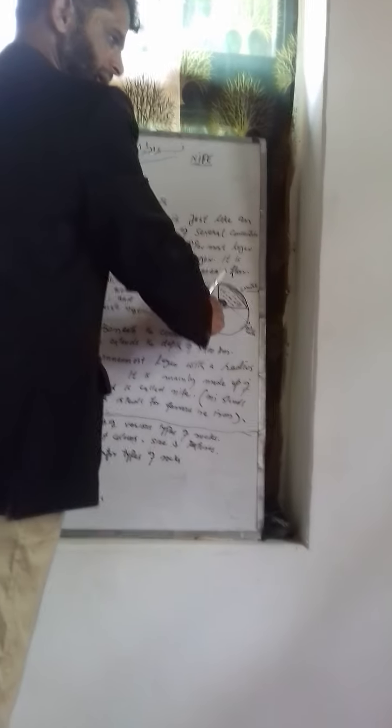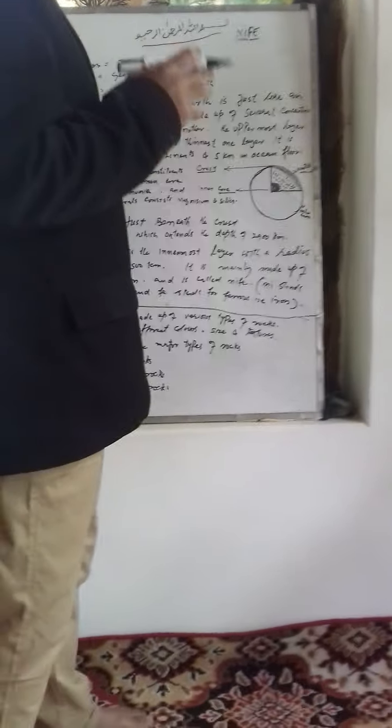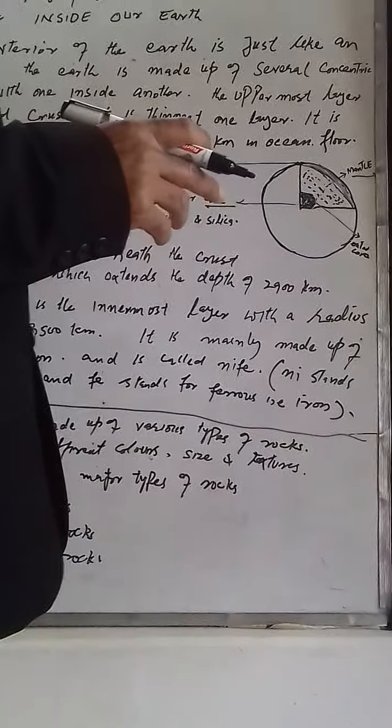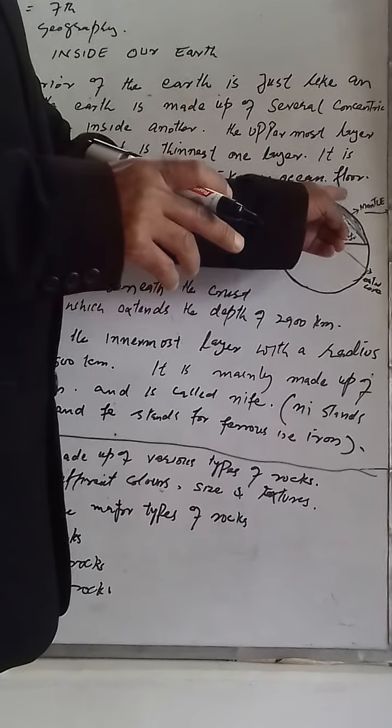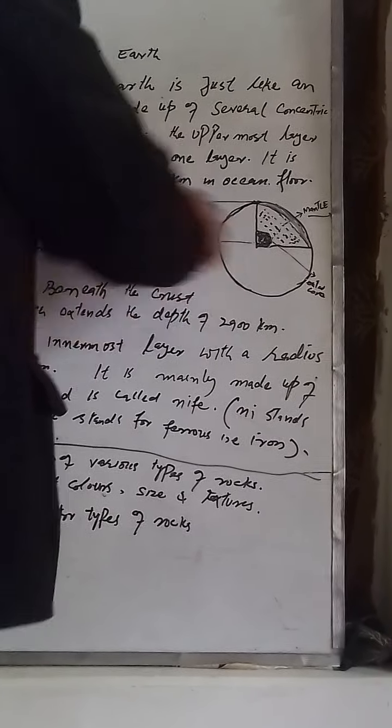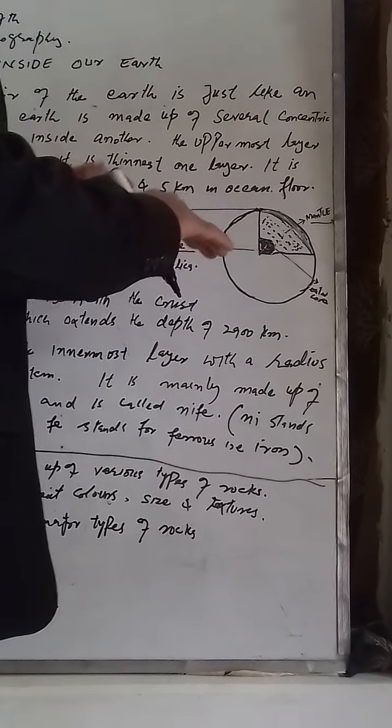The third layer, which is known as core, is mainly made up of nickel and iron. Now when we talk about the different layers of earth, we know that it consists of three layers. The first is known as crust, the second is mantle, and the third, the last, the innermost part, is known as core. So this was a brief discussion about the layers of the earth.